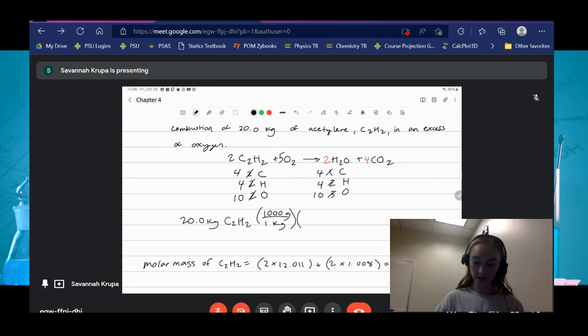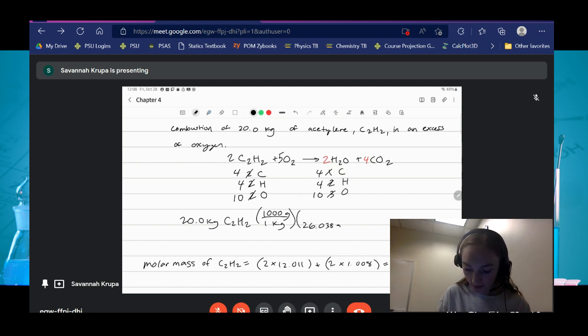Now that we have the molar mass of C2H2, we can plug that in and convert it to moles of C2H2. So we have grams on top, so let's put the grams on the bottom. So we have 26.038 grams per 1 mole of C2H2.